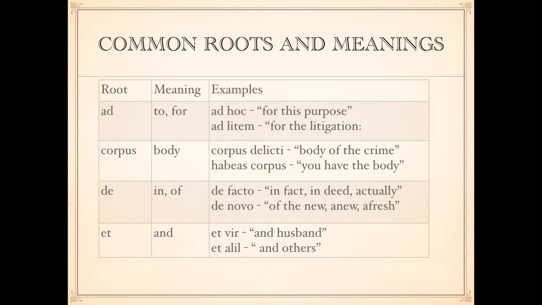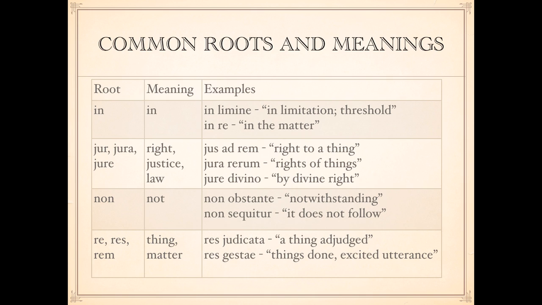De means in or of. Et, you'll see that a lot, like et sequentia. The two examples here, et vir and et allele. That means and. It also means and in French, for those of you who know French. Okay, so here's some more common words.